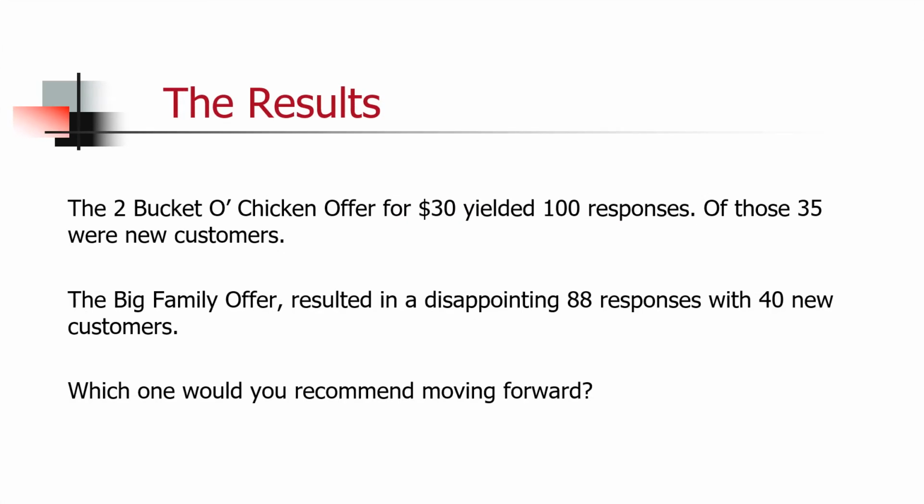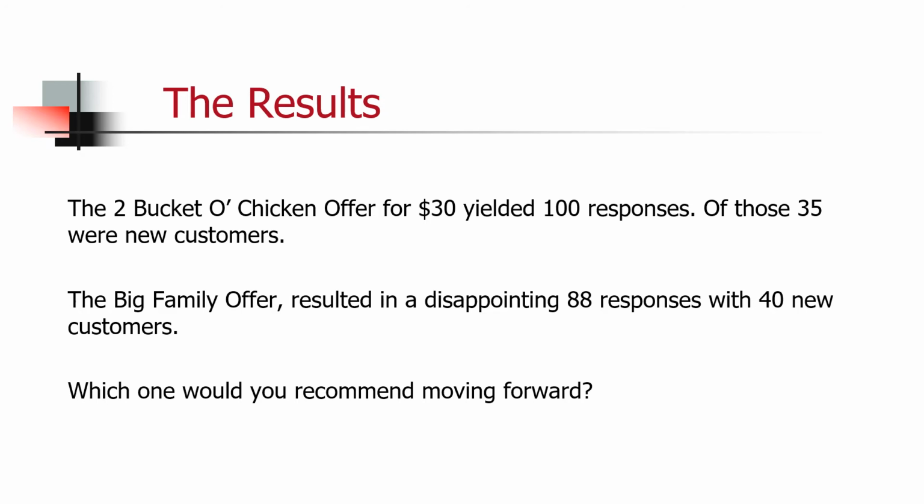So let's take a look at the results. The 2 bucket of chicken offers for $30 yielded 100 responses. Of those 100, 35 were new customers that had not been into the store or at least were not in our database. The Big Family offer resulted in a disappointing 88 responses, but 40 of those were new customers. And the reason that had more new customers is that ordinarily Quick Chick is not something that most families run over to, and the $10 off the Big Family offer is quite appealing to families, and so we found more families coming in to pick up the Big Family Deal, and 40 of those people were people who were not previously in the database. So which one would you recommend moving forward?